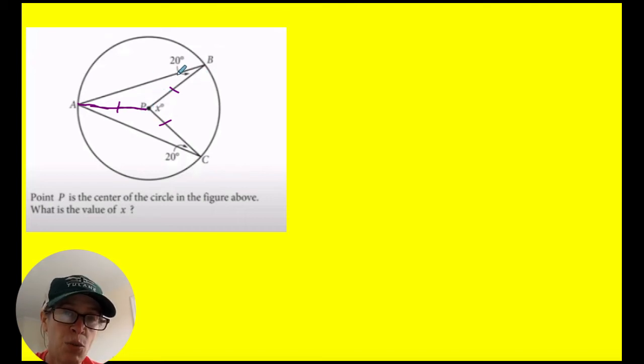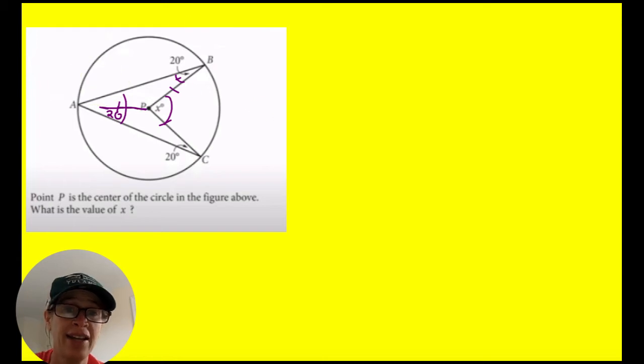So if this is 20 degrees right here, then this is 20 degrees right here. And same thing over here. If this is 20 degrees, then this is 20 degrees. That makes sense? Okay, so I know that the inscribed angle then is 40 degrees, which makes the central angle 80 degrees.